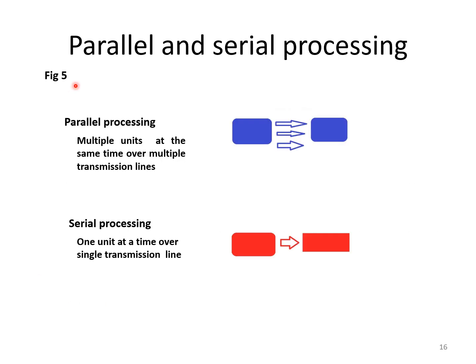This figure illustrates the parallel and serial processing. In parallel processing, multiple units or bits of information are processed at the same time over multiple transmission lines, whereas in serial processing, one unit or bit of information is processed at one time over a single transmission line.